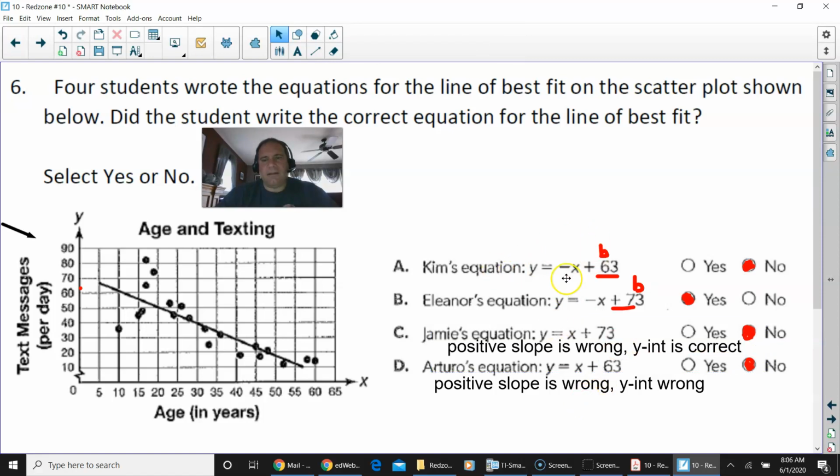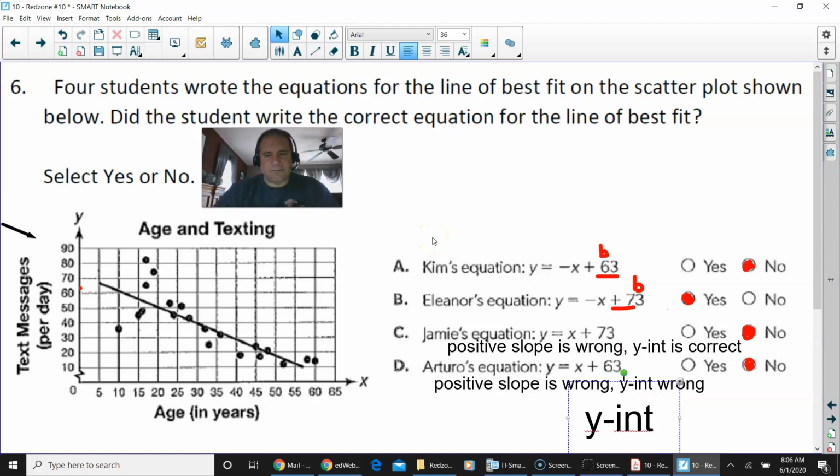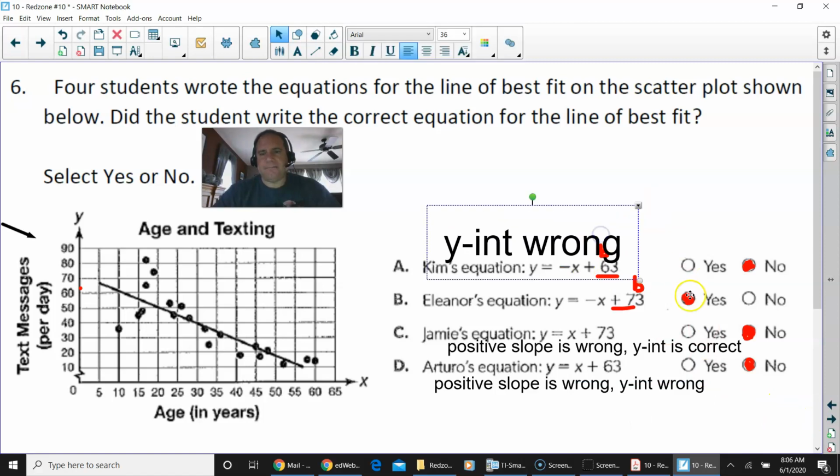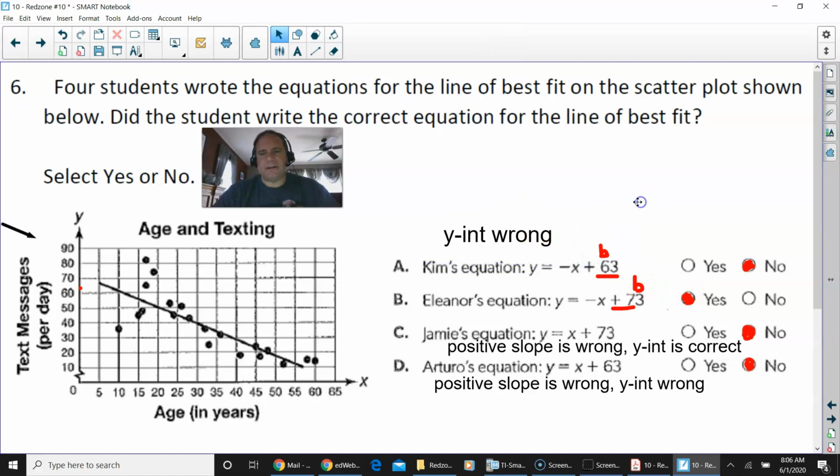All right, and then Kim's equation is wrong because, again, that y-intercept is wrong. And Eleanor has everything right, so she's the only person that did have the right equation, and that's it.